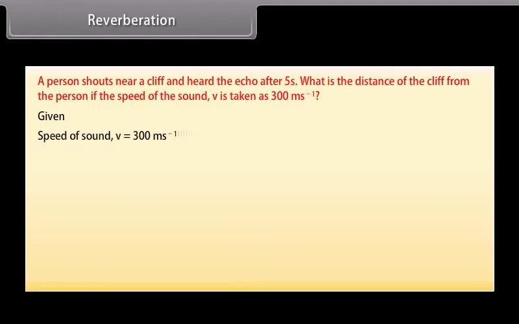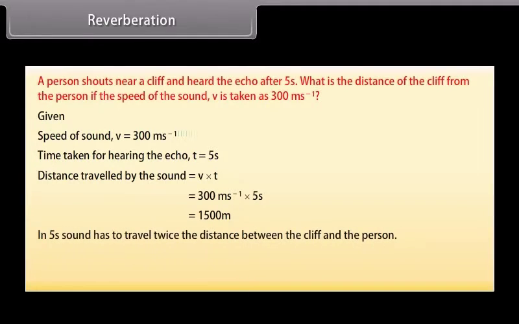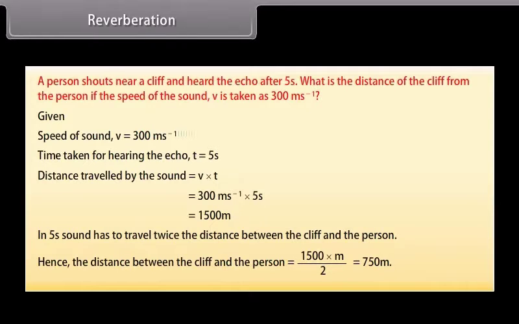Given that the speed of sound v is 300 meter second raised to the power minus 1. Time taken for hearing the echo t is 5 seconds. Distance travelled by the sound is equal to v into t, which is equal to 300 meter second raised to the power minus 1 into 5 seconds is equal to 1500 meters. In 5 seconds, sound has to travel twice the distance between the cliff and the person. Hence, the distance between the cliff and the person is 1500 meters by 2, that is 750 meters.